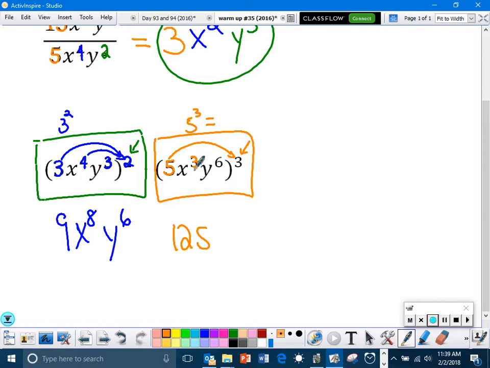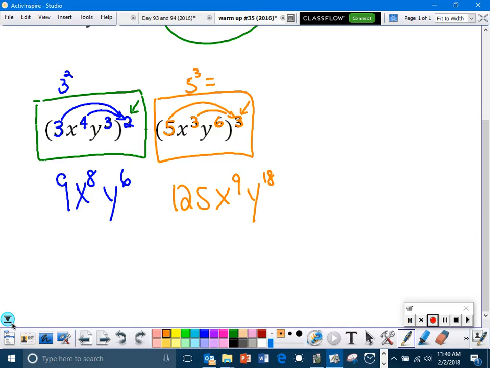This 3 is an exponent. This is an exponent. Okay, that is the rule multiplication. So that would be x to the 9th. And then y: 6 is an exponent and 3 is an exponent. So that's y to the 18th. That's where, again, we are multiplying them.